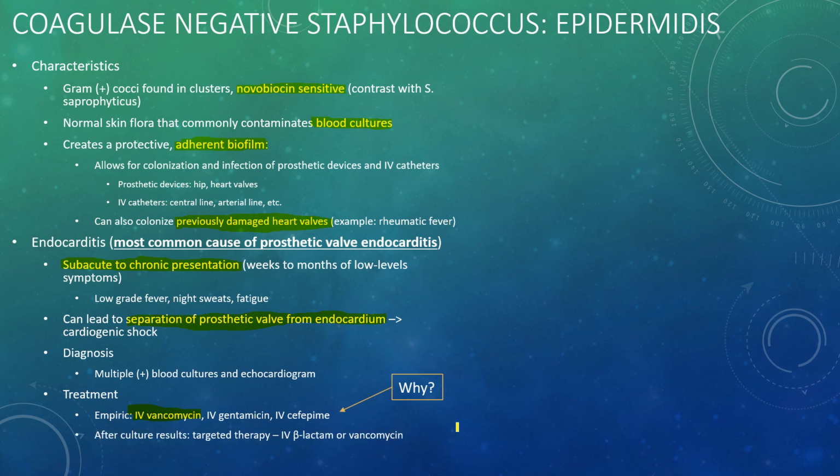After culture results come back, we can target the therapy and give whatever specifically is needed. Say we find out it's Staph epidermidis, we can give a beta-lactam if it's sensitive or vancomycin if it's not. Remember, we talked about how it can also infect prosthetic joints and catheters.